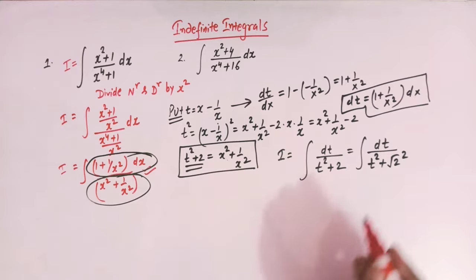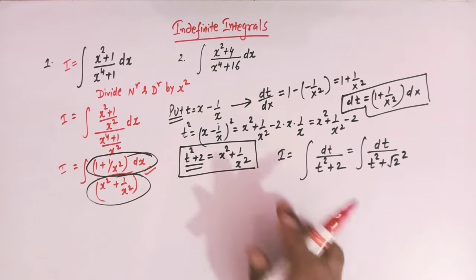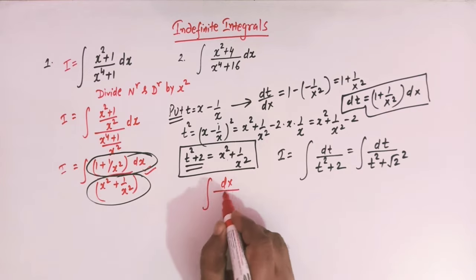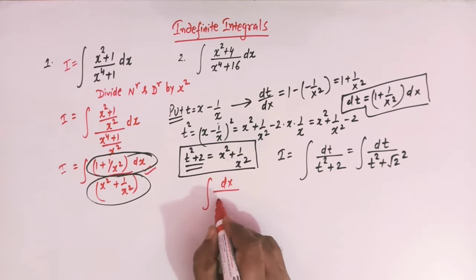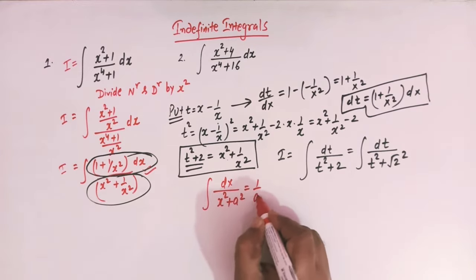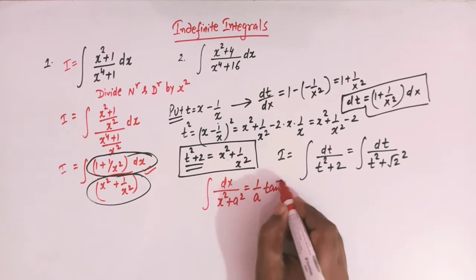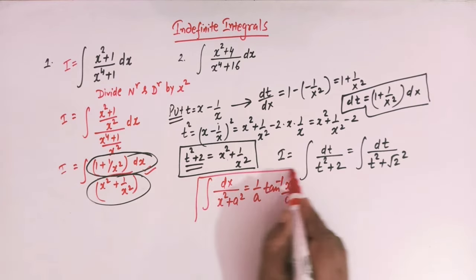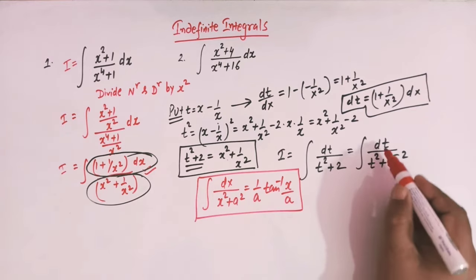And now here we will use a standard result from integration, that the integral of 1 over x square plus a square is 1 over a tan inverse x over a. So we will use this result to evaluate this one.